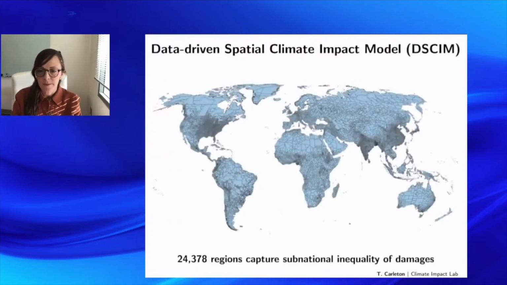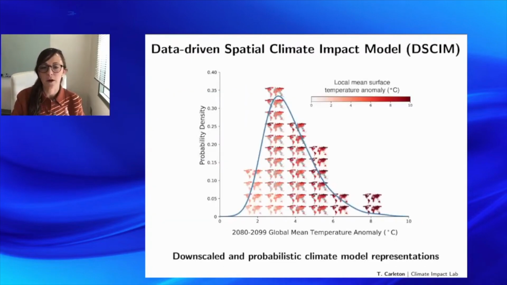We're going to be building climate damage estimates at the scale of about 25,000 regions around the world, and thinking really hard about uncertainty in many dimensions, but particularly the climate dimension. So we're going to be using probabilistic climate model representations that think about the full uncertainty of warming that we face going forward, but also uncertainty in the spatial distribution of that warming.